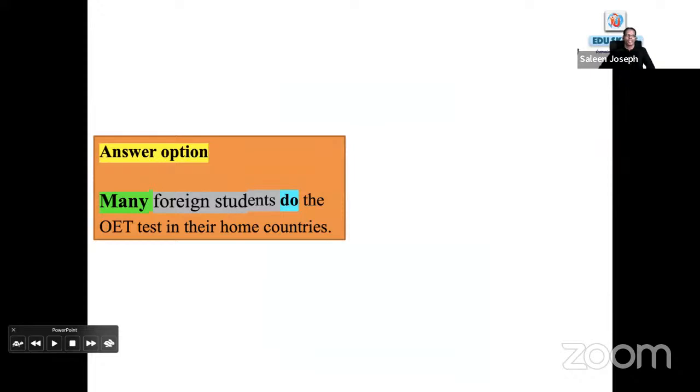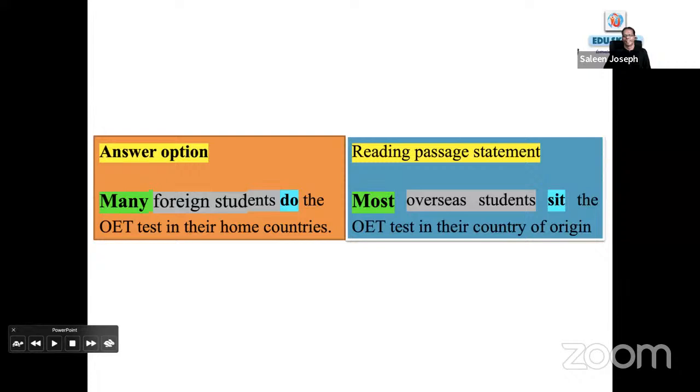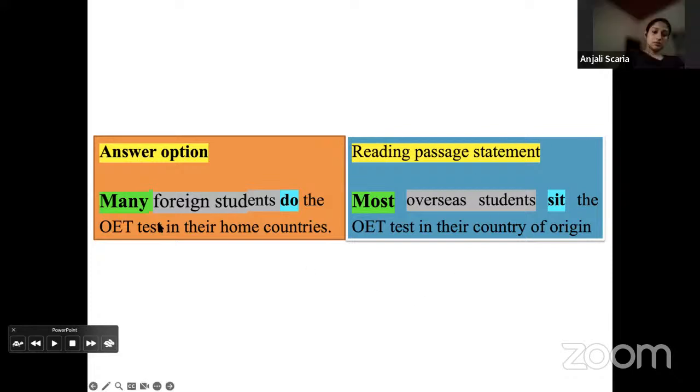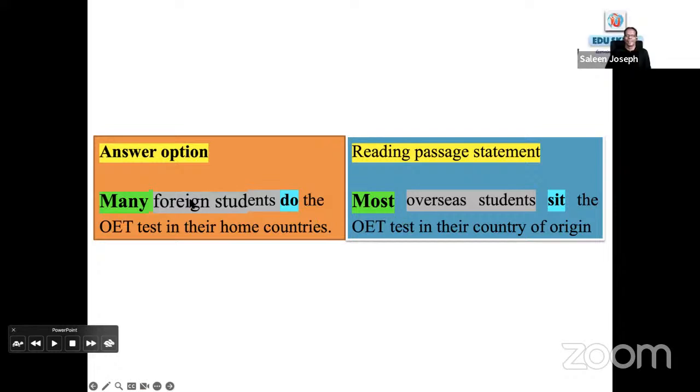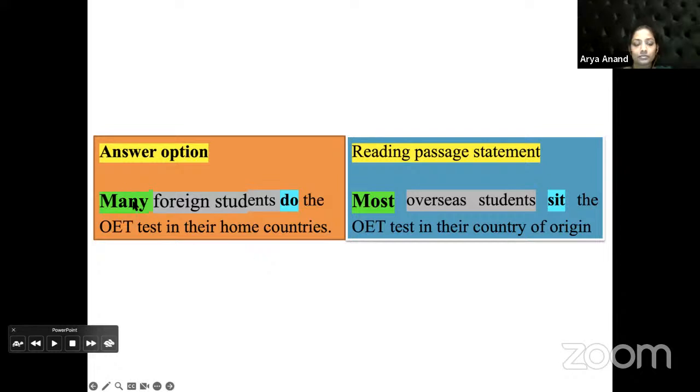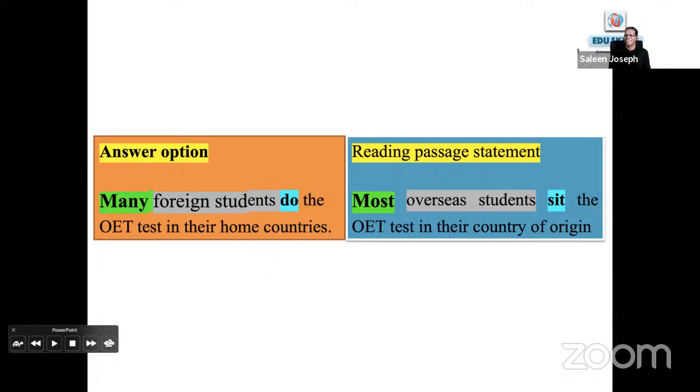The answer option says many foreign students do the OET test in their home countries. The reading passage statement says most overseas students sit the OET test in their country of origin. Is it true? Looks the same, right? What's the difference? Many and most. That's the only difference. If you don't look into that one word, it looks the same, and it looks like the right answer.